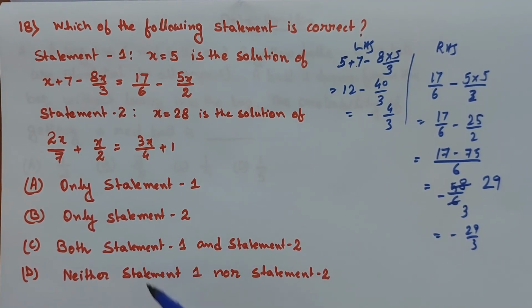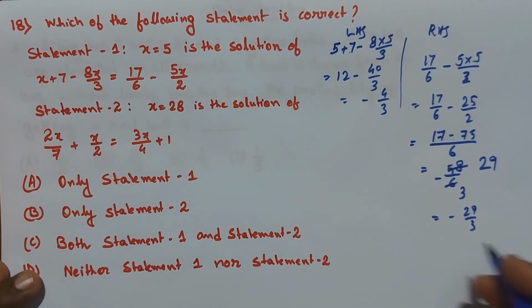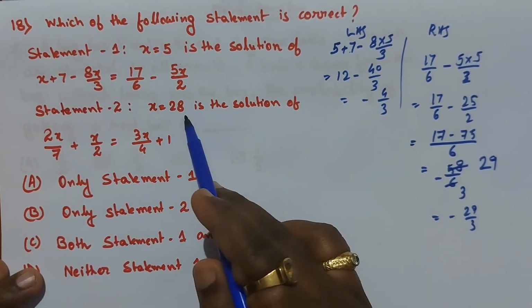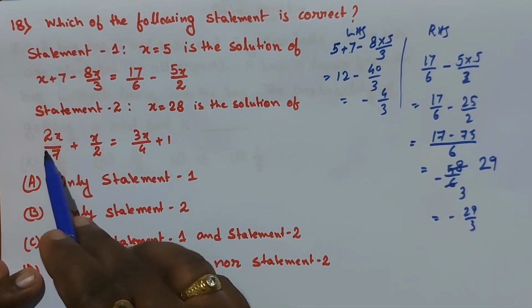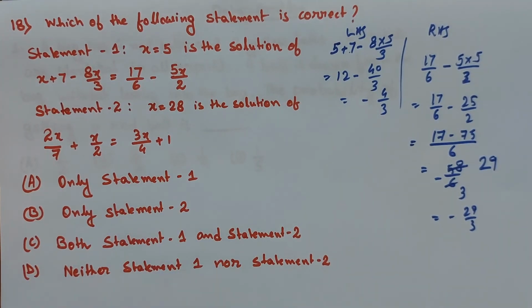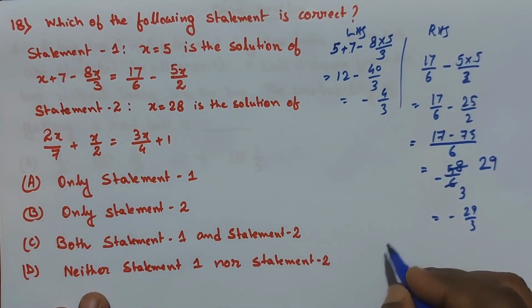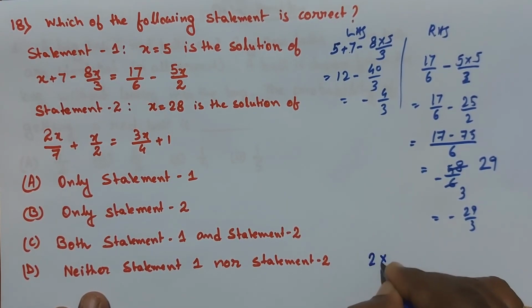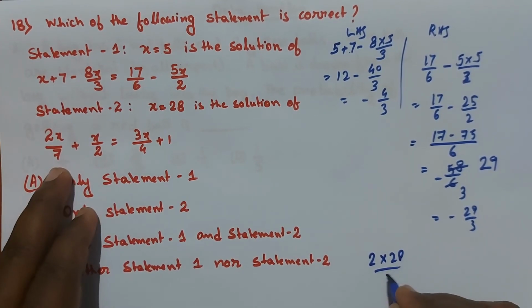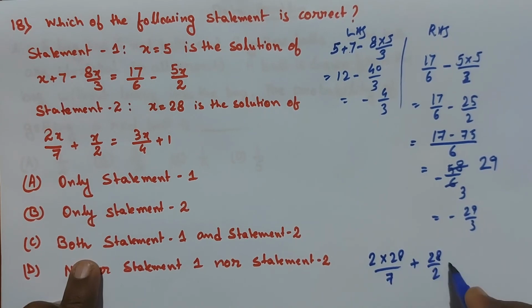From the options, the next statement is: is x equals 28 the solution of 2x by 7 plus x by 2 equals 3x by 4 plus 1? We will place the value 28 in place of x here. So 2 into 28 by 7 plus 28 by 2 is the left hand side.